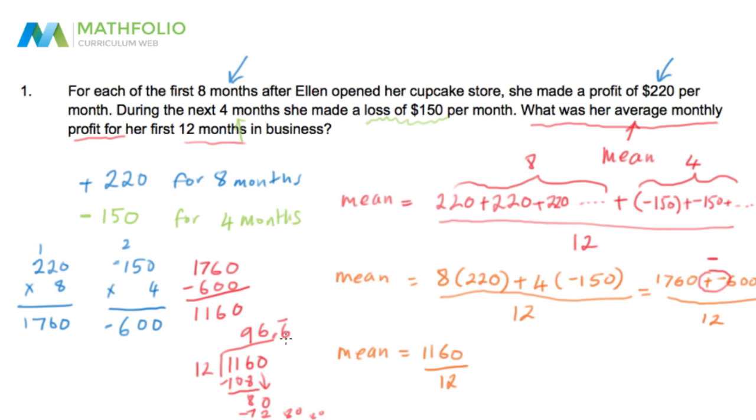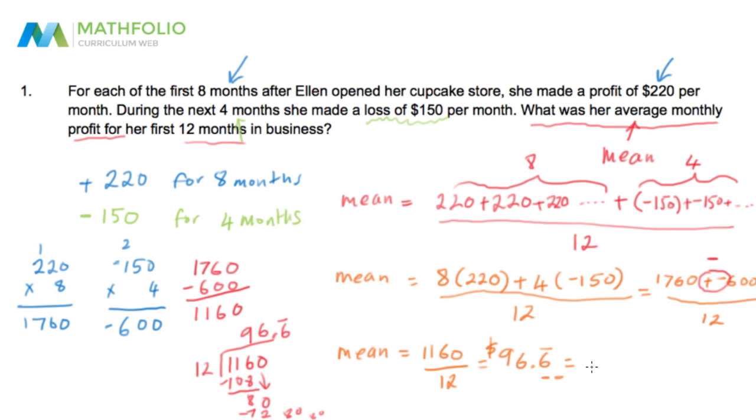96.6 recurring. Now, because this is money, and let's just think what we're trying to work out. We're trying to find out her mean average monthly profit for the first 12 months of business. Well, so far we've got this as equaling 96.6 recurring, and because it's profit, it's really dollars. But because this is money, it just makes sense to leave the tenths place and the hundredths place, because we're not going to pay somebody back $0.6666666. We're just not going to do it. Money is always to 2 decimal places.